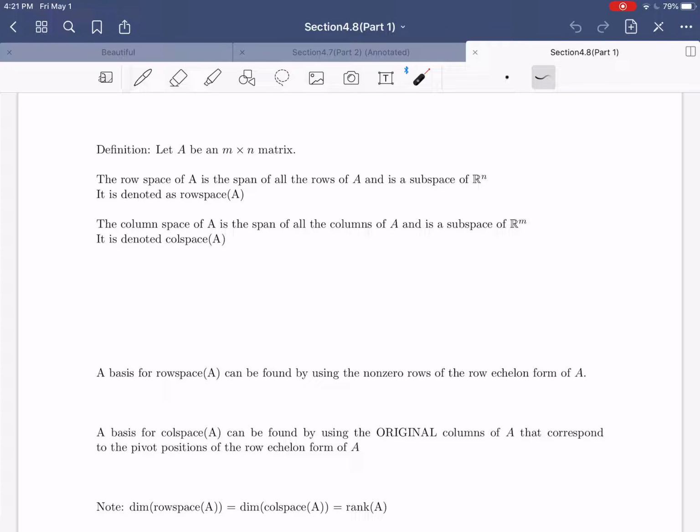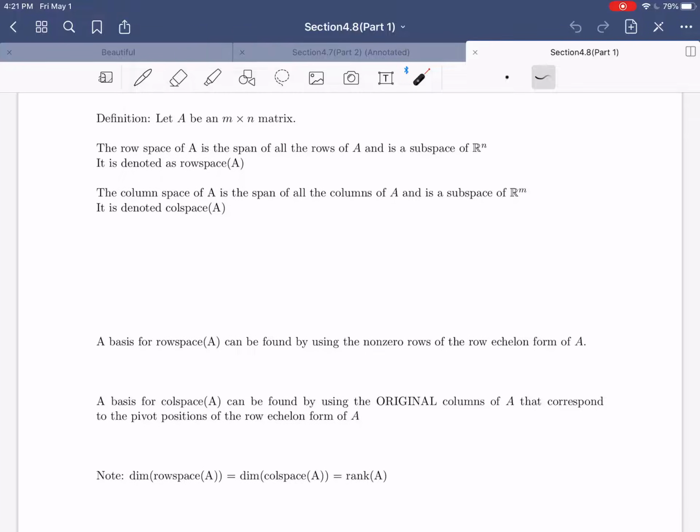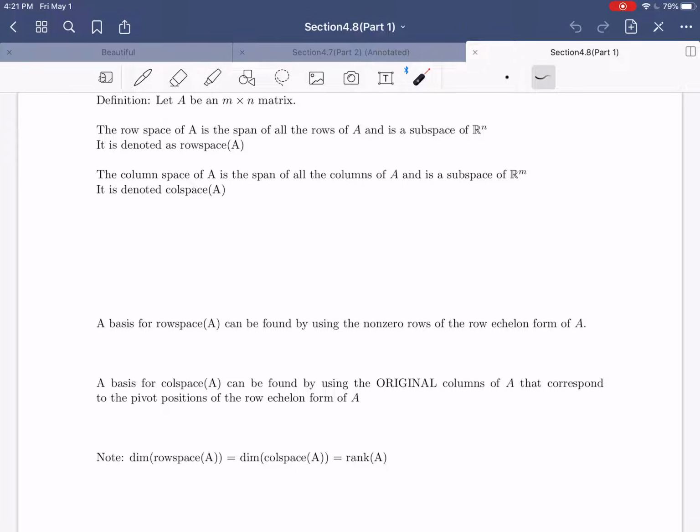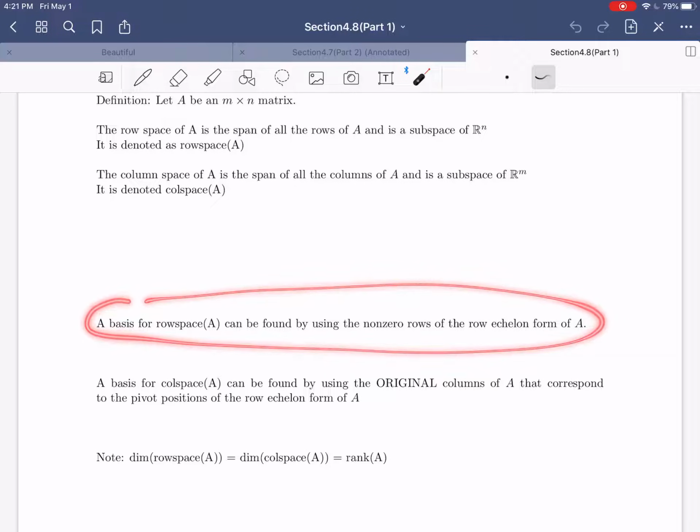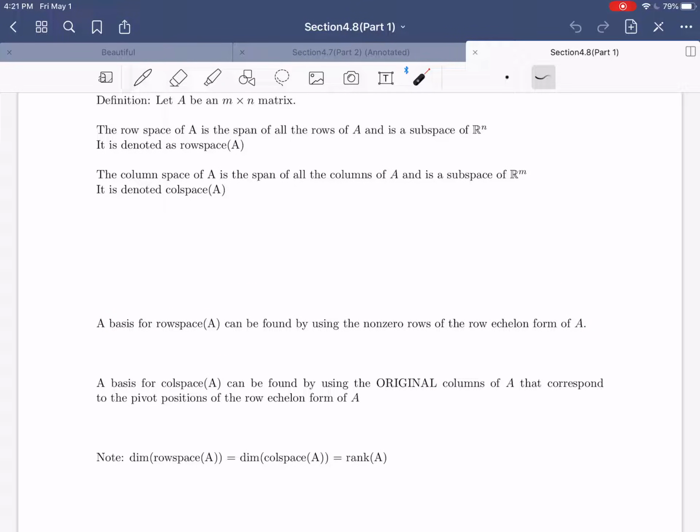Now, more recently, our interest is always making sure that we know how to find a basis for a given subspace. Finding a basis for a given subspace is important, remember, for two reasons. One, it tells you how to build everything in that subspace, and two, it tells you the size or dimension of that subspace. So let's talk about how you would find a basis for each of these two spaces. A basis for the row space is very easy. It can be found by simply using the non-zero rows of the row echelon form of A.